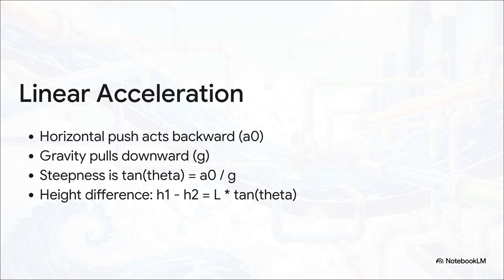As the car speeds up with an acceleration of a0, the fluid feels this backward horizontal pseudo-force. At the exact same time, gravity, good old g, is pulling straight down. The tilt of the water, that angle theta, is just a tug of war between those two forces. So tan theta simply equals a0 divided by g. And if you take 2 points on that tilted surface separated by a distance L, finding their height difference is incredibly easy. h1 minus h2 just equals L times tan theta. It's really just elegant basic trigonometry hiding inside a physics problem.